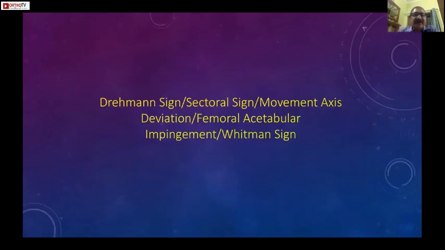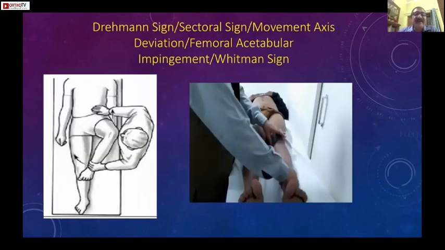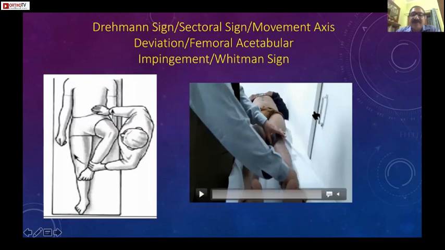I'll just make a mention of this Dunham sign. There have been several names for this sign. Basically, this is a sign which was classically described in slipped capital femoral epiphysis, but it's been described now in AVN also, in which, when we flex the hip joint, at a particular point the flexion stops and further flexion is possible only if the hip is taken to external rotation.